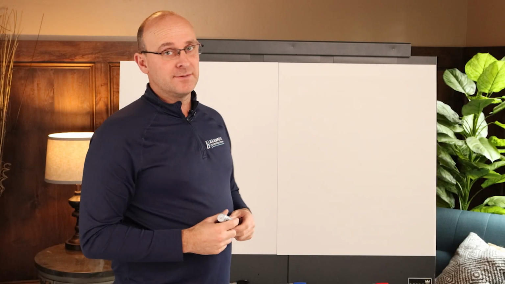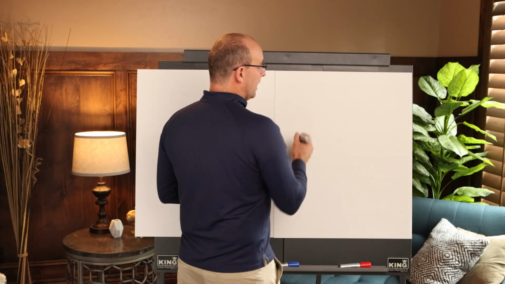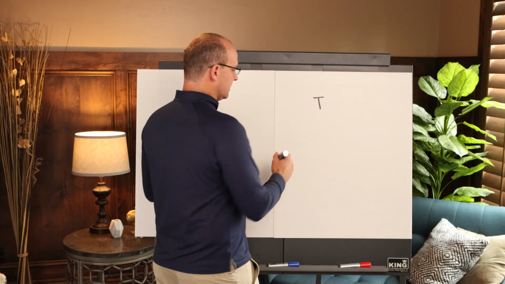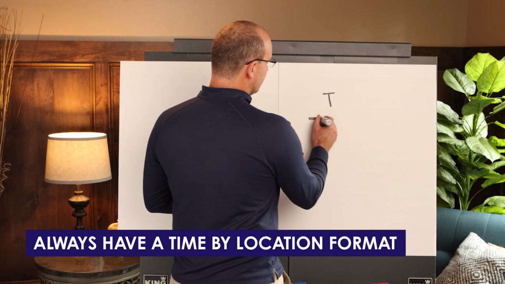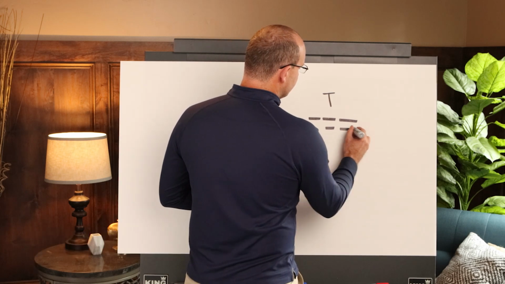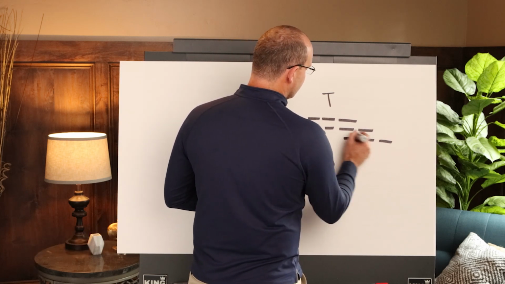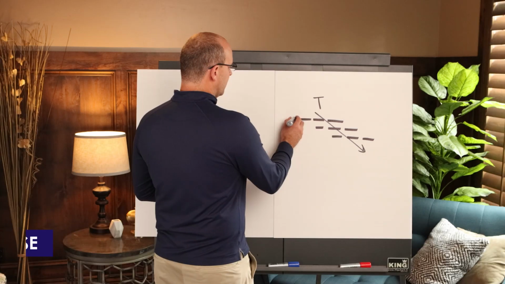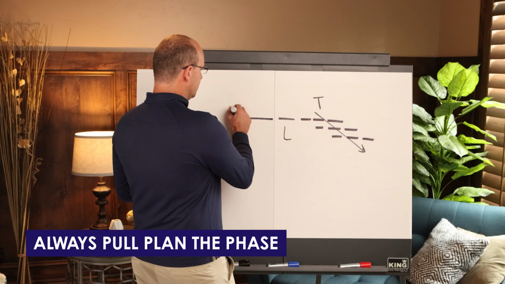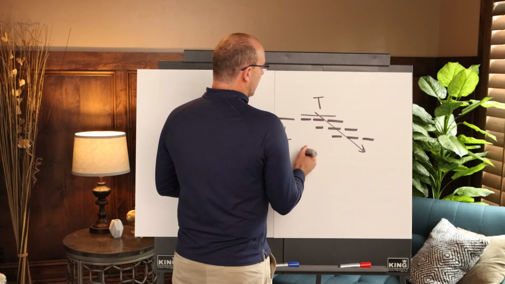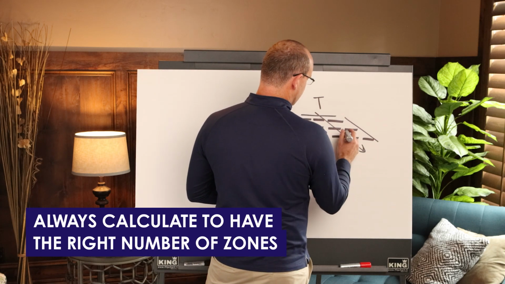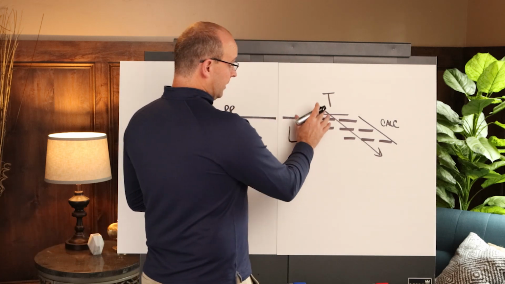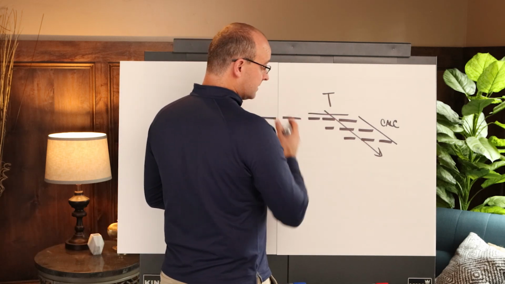So you're probably expecting me to say, what should we do instead? Again, I don't just like Takt plans because I know how to do it. I know CPM scheduling as well. Always have a time by location format with a good flow where you always protect your trade flow's ability to flow in that diagonal. And what I want you to do is always pull plan this phase to make sure your sequence is right. I want you to always calculate that you have the right number of zones over here so that you have a good amount of throughput and that your overall system is designed properly.